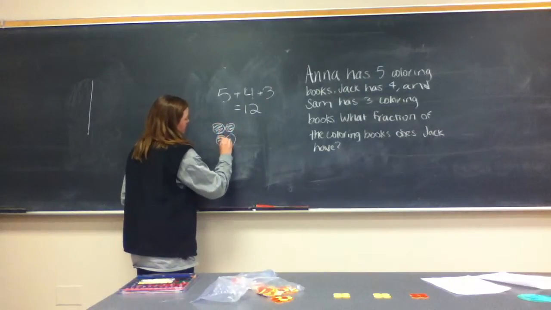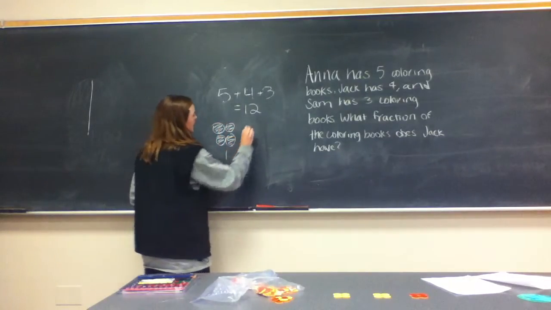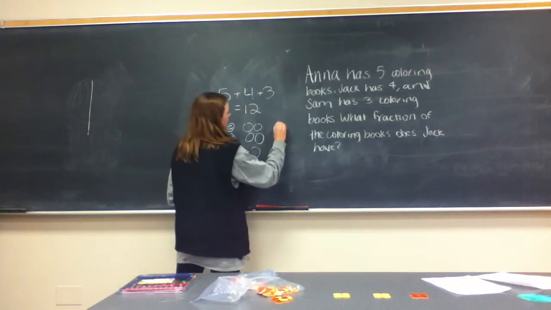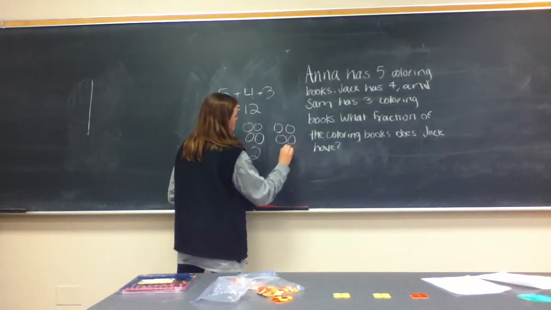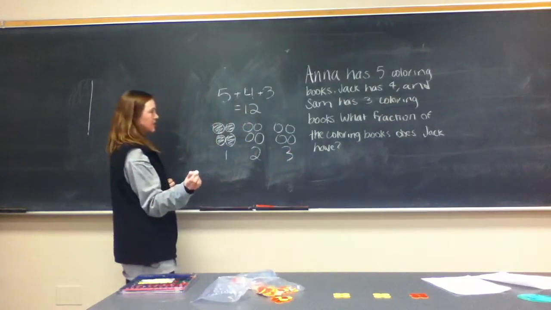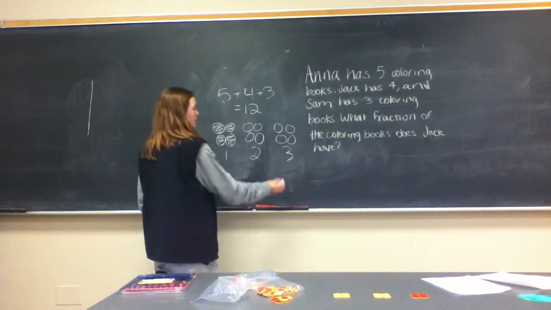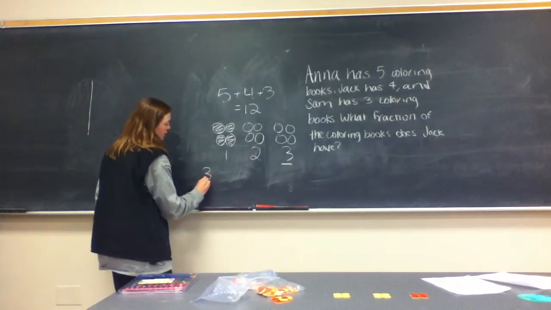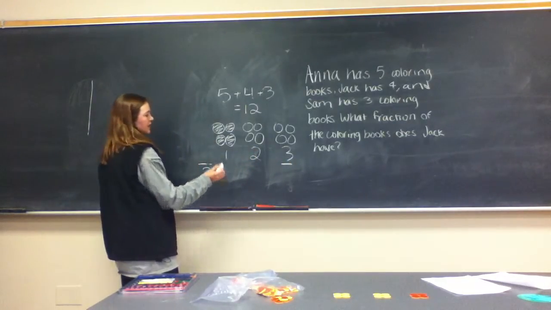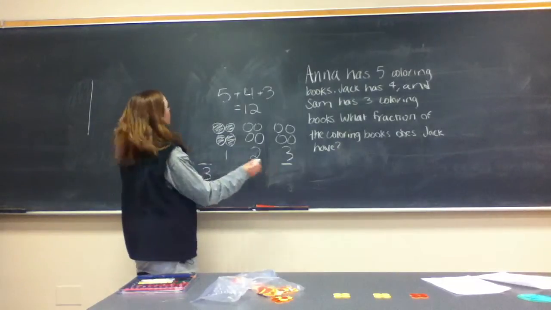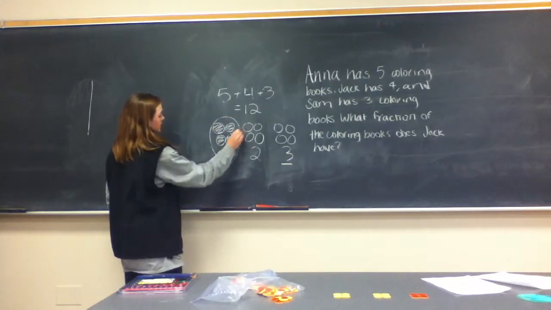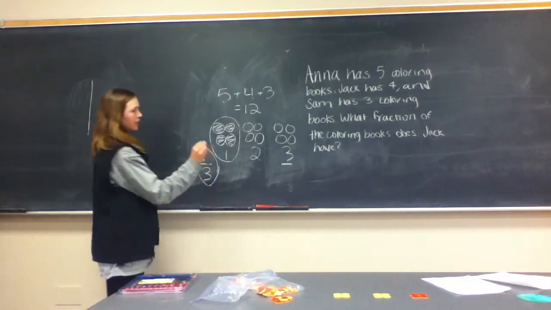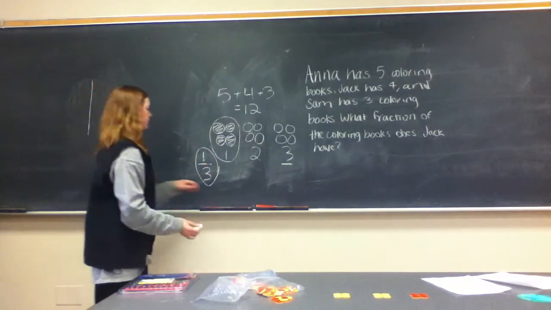So this represents Jack's, and that is one set. That's set number 2. And we have a total of 3 sets. So in the set model, since we're looking at our whole as the number of sets, our denominator is going to be 3. And we can see that shaded, or on the counters are red, we have one set that is Jack's. So Jack has 1/3 of the coloring books from the group.